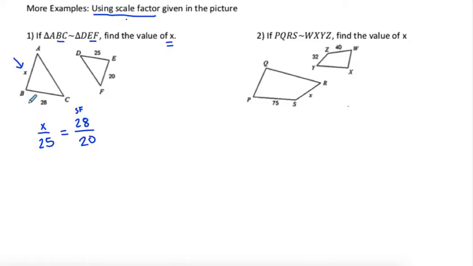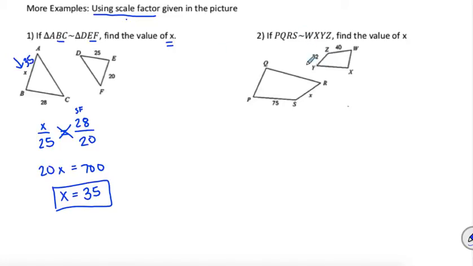That is our goal today. Set up a proportion, cross multiply to solve. So I'm going to get 20x and use my calculator to do 25 times 28. I get 700 and divide both sides by 20. And I get 35. So the length of this side here is 35.